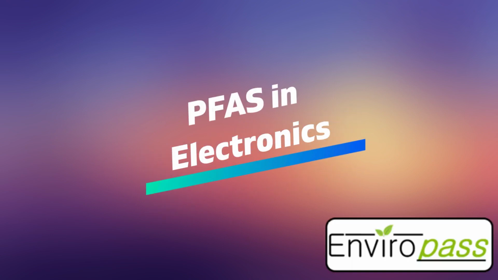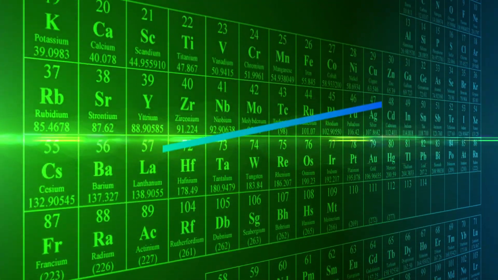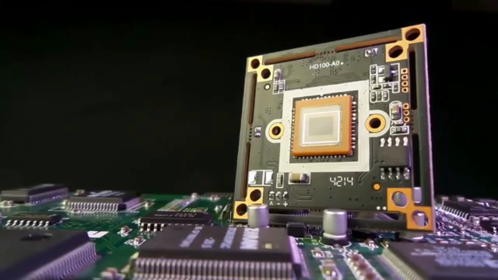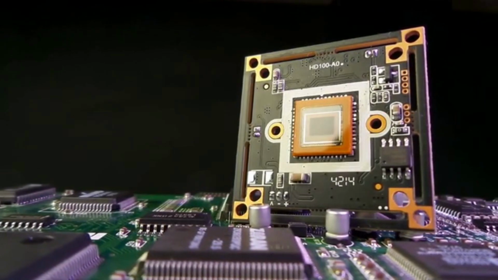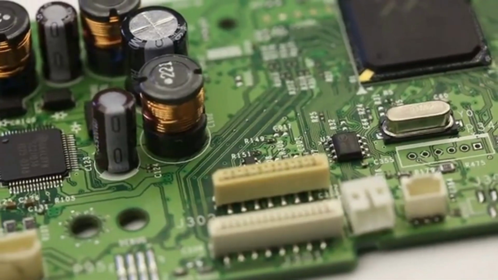PFAS and electronics: understanding the risks and environmental regulations. Per- and polyfluoroalkyl substances, or PFAS, are in many household and industrial products. However, these molecules are concerning for human health and the environment. Consequently, several environmental regulations are seeking to restrict their use, particularly in electronics.